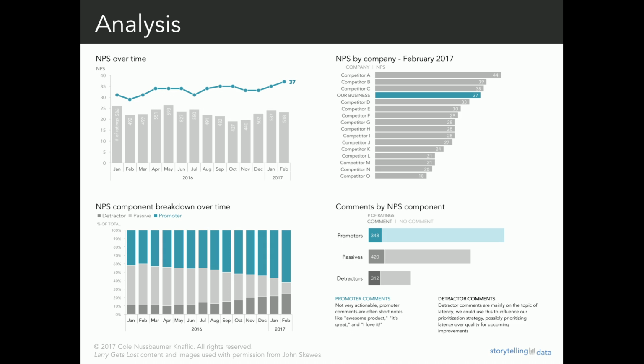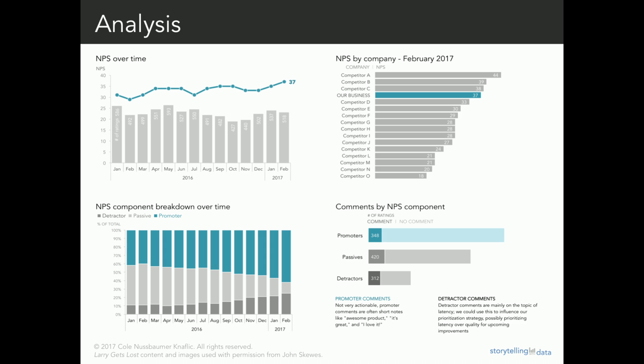If we go down to the bottom left, this shows the breakdown of NPS components over time, so those passives, detractors, promoters that I talked about. We actually see something sort of interesting happening here, which is the promoters are decreasing over time. We're seeing an increase, the passives are decreasing over time. We see an increase in promoters and also an increase in detractors.